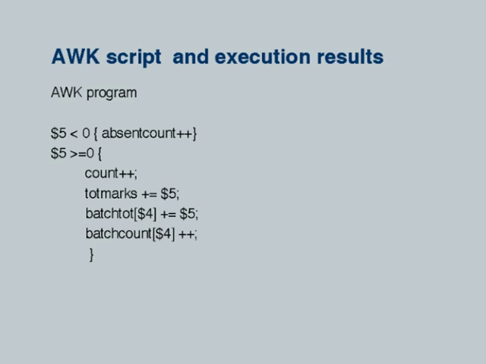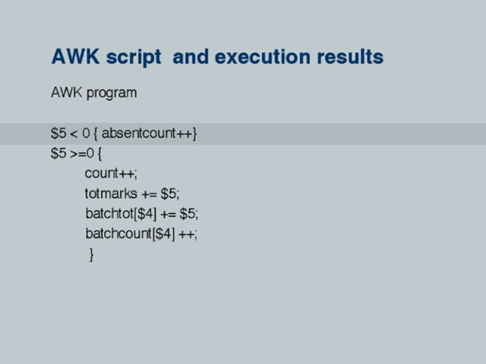So, the index of the elements of these arrays created by awk internally are actually the batch codes, which is $4. How many elements will get created at the end when all my data is read? Well, as many distinct batch codes are found in your data. In short, this is the only program that is required to be written, and this is the entire program.